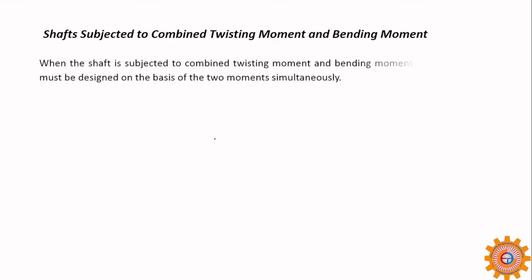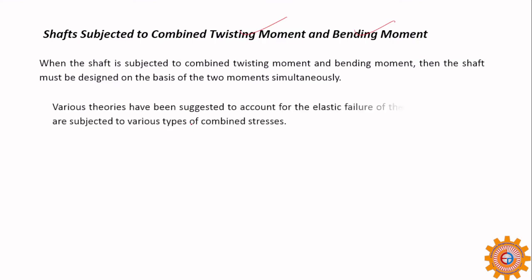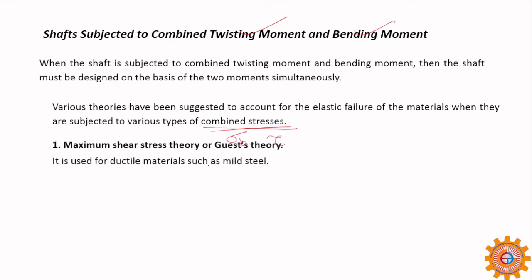When shafts are subjected to twisting moment and bending moment, that means there are shear stress and also bending stresses. So various theories are developed based on this. If we want to combine both these stresses, that is sigma b and tau, the first theory is maximum shear stress theory, or Guest theory.